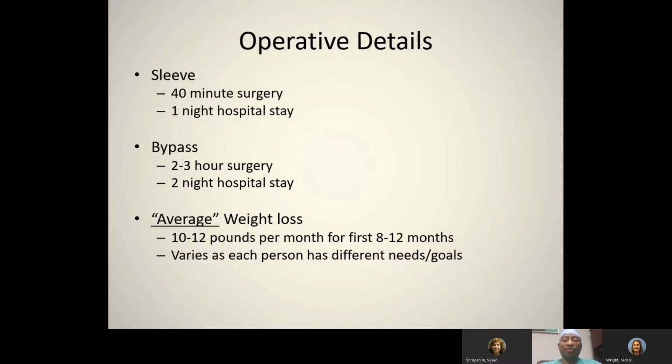We don't give specific numbers of weight loss anyone should expect because everyone is different and each person has different goals and needs. But in general, we see about 10 to 12 or so pounds of weight loss per month for the first 8 to 12 months. Again, that'll vary more. People who have more weight to lose tend to lose more faster. Men tend to lose more faster in the beginning, but tends to equal out in the long run.